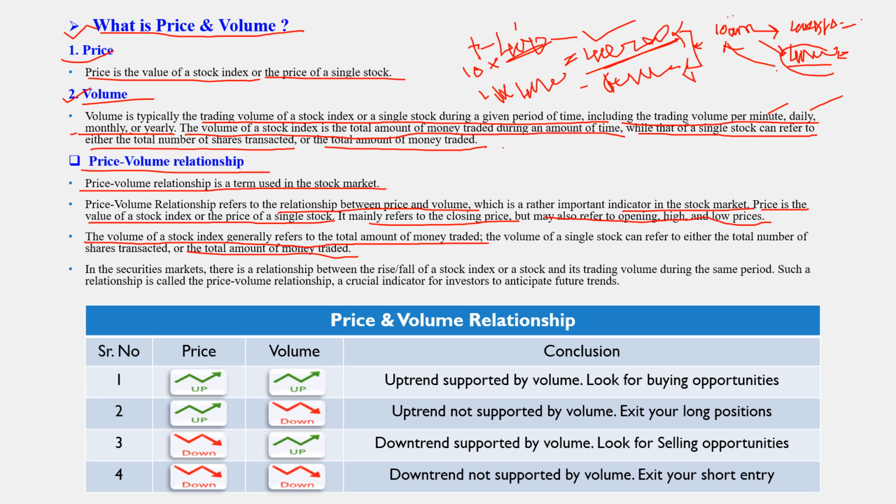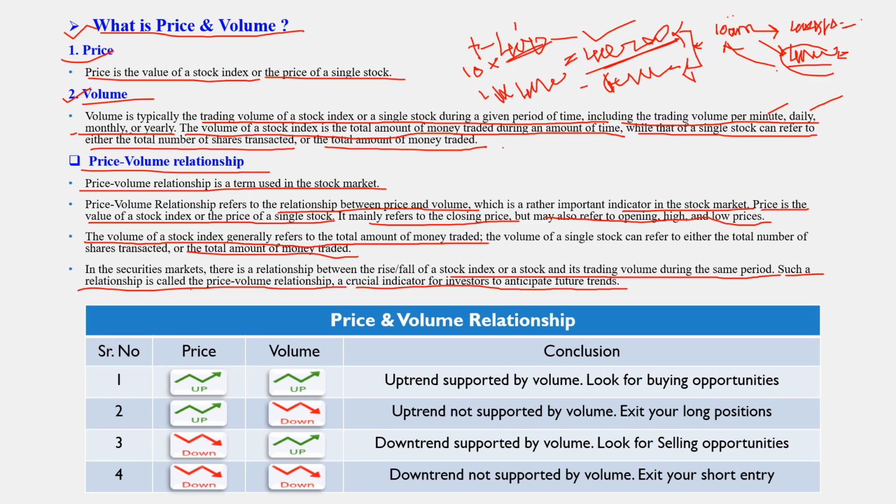In the security markets, there is a relationship between the rise and fall of a stock index or stock and its trading volume during the same period. Such a relationship is called the price volume relationship, a crucial indicator for investors to anticipate future trends. Meaning through the price and volume relationship, we can anticipate whether the market will go up or down.